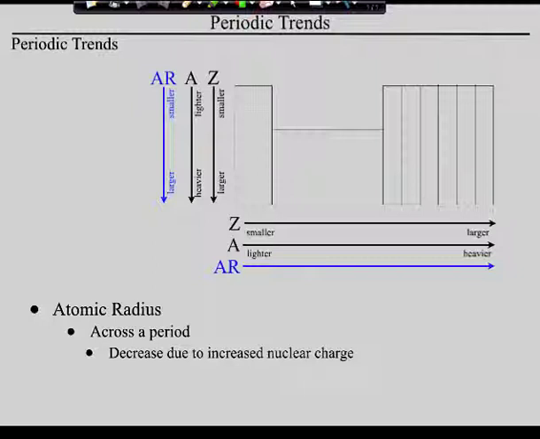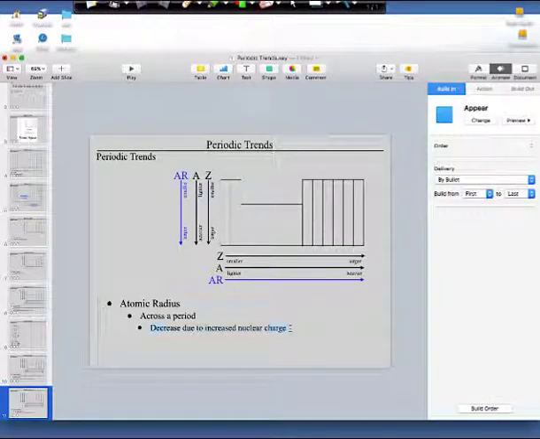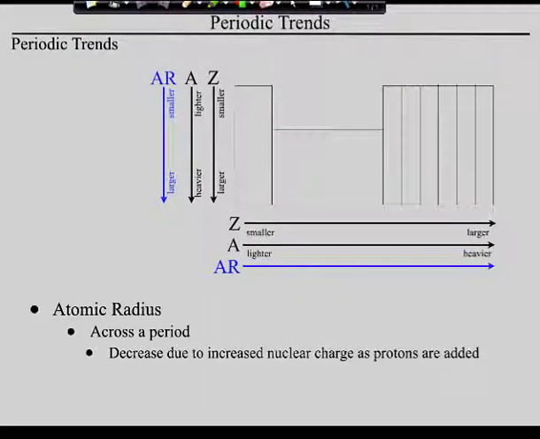As we move across a period, the radius decreases due to an increased nuclear charge. And I want to add this: as protons are added. So guys, as we go across a period, surprisingly, these things become smaller. And they become smaller because the nucleus is getting stronger and it pulls everything tighter together. Is that okay?